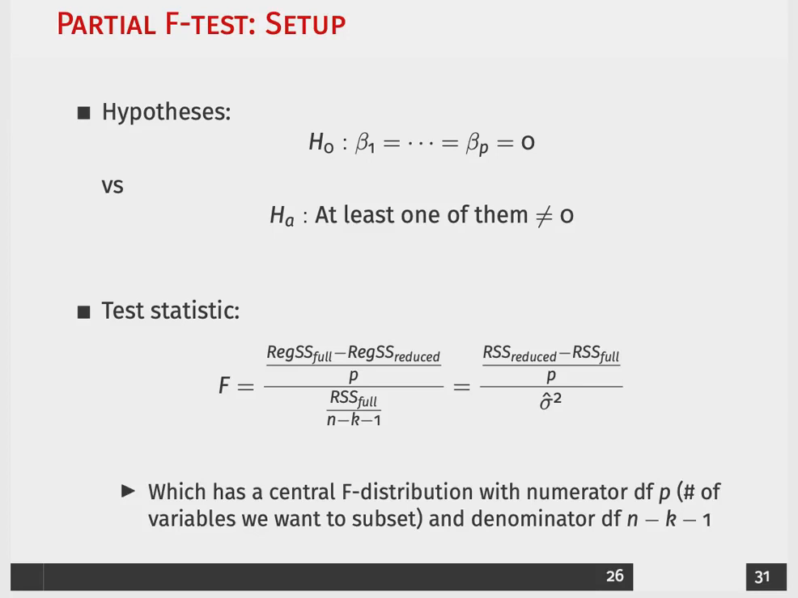Again, we're going to be referencing the F distribution, which has two different degrees of freedom. So remember, p is the number of variables we want in that subset, and the other degrees of freedom in the denominator is going to be n minus k, where k is the number of variables in the full model, including the ones that we may or may not be interested in.